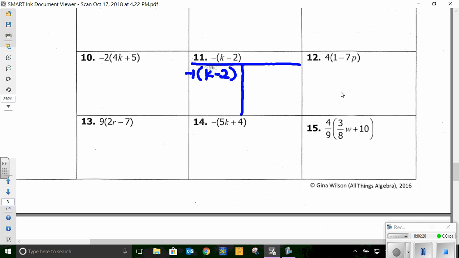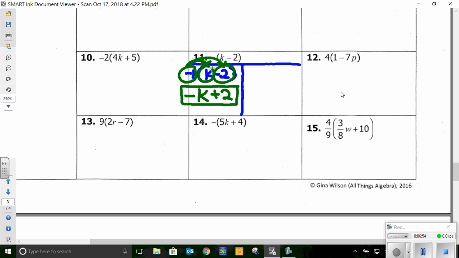So let's go ahead and do like we just did. What I'm going to do is circle what I'm distributing. Negative 1 goes to a positive k. So a negative times a positive is a negative, and it's a negative 1k. Again, remember, I don't need the 1 in front of the k. It's understood it's hiding there. Then I have a negative 1 times a negative 2. The negative times the negative is a positive, and that's a positive 2. So this is one way to do it. I actually did the math and everything.